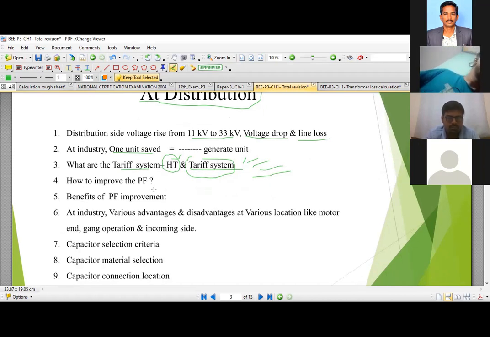How to improve the power factor? By using capacitor banks. Okay. Benefit of power factor. I square R power losses reduced. That's a benefit of power factor. Voltage, tell me. It reduced the I square R losses. Okay. Voltage level will increase at the load side, sir. Okay, load end side.